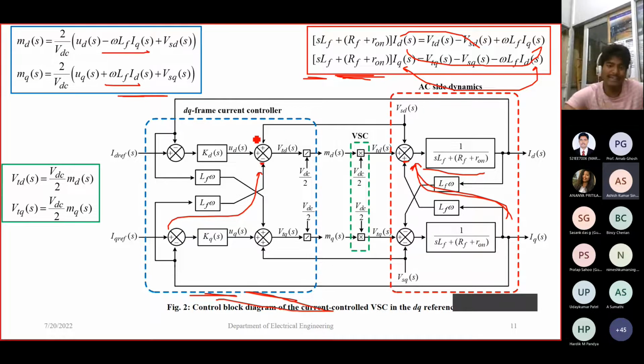Why are we decoupling? This is a multi-input, multi-output system: 2 inputs are there, 2 outputs are there. If we decouple ID and IQ, then we get 2 single-input, single-output systems. Then we can control the system using a simple PI controller. That's why we are decoupling ID and IQ. Coming to the next, after MD we know the relation between input and output: VTD equals M into VDC by 2 in a three-phase voltage source inverter.